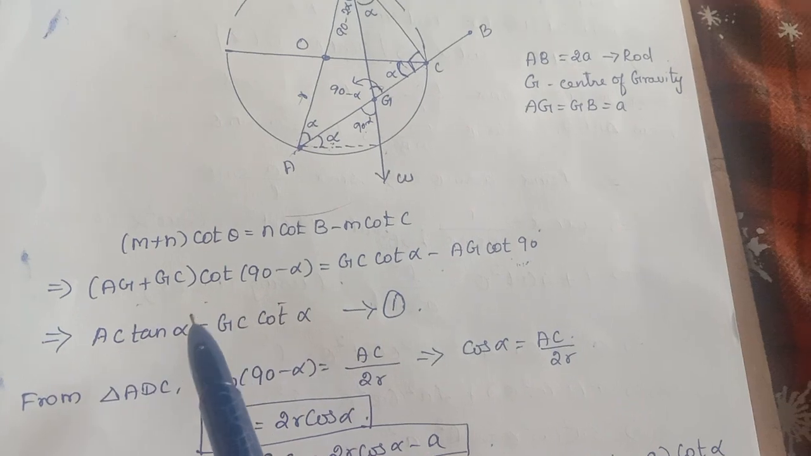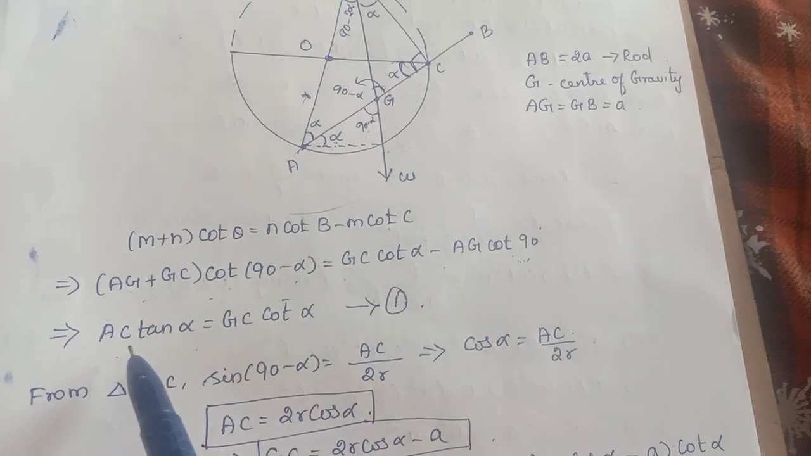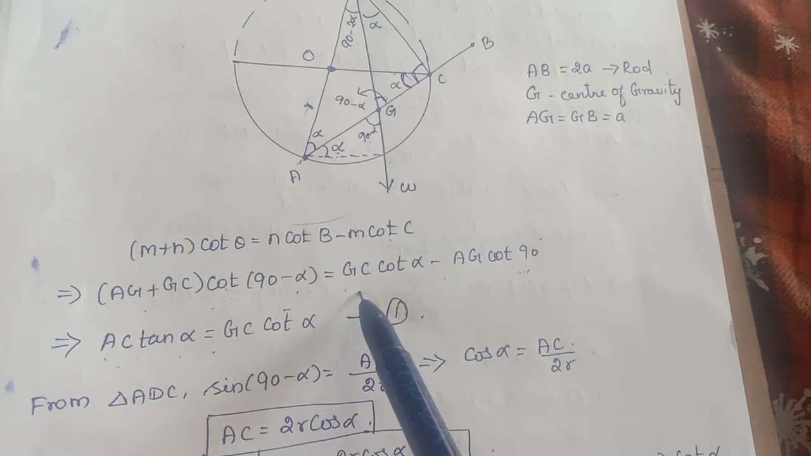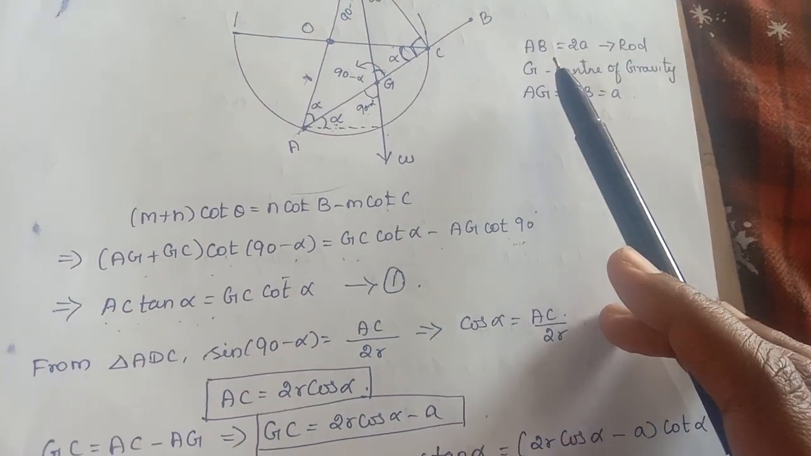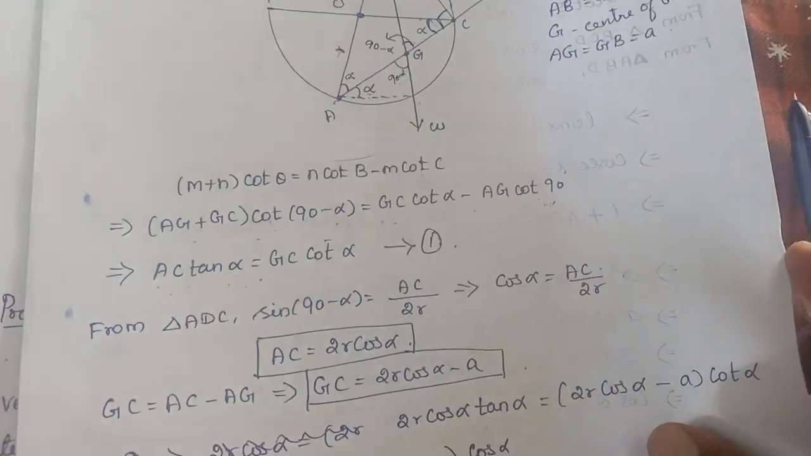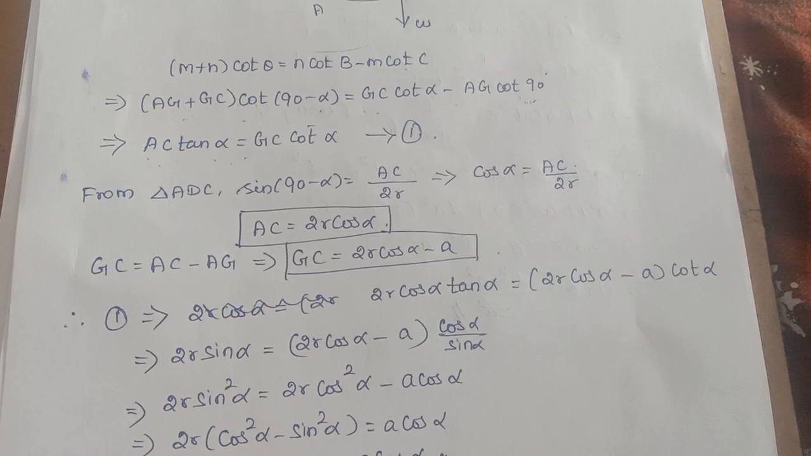So AG plus GC is nothing but AC. AC tan alpha, since cot of 90 minus alpha is tan alpha. AC tan alpha is equal to GC cot alpha. This is my first result. Next, let me check whether I can use any named theorems, or simply some trigonometric results.